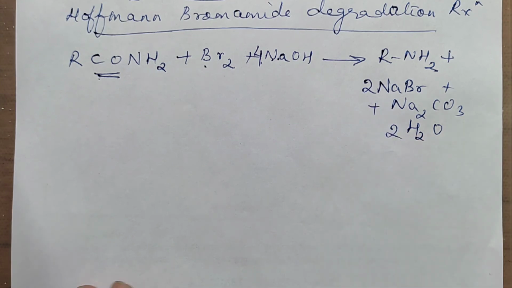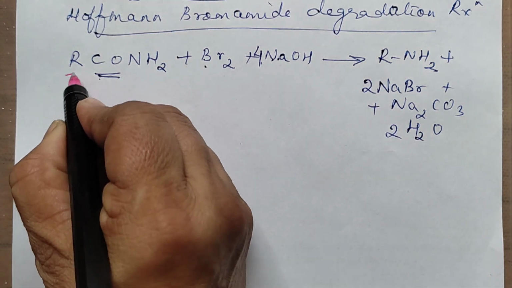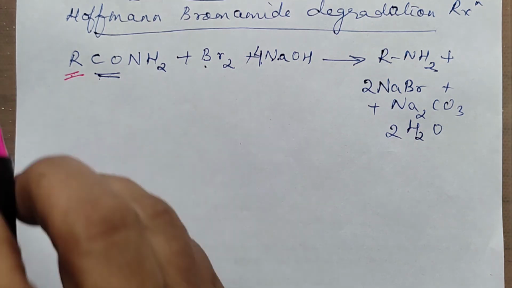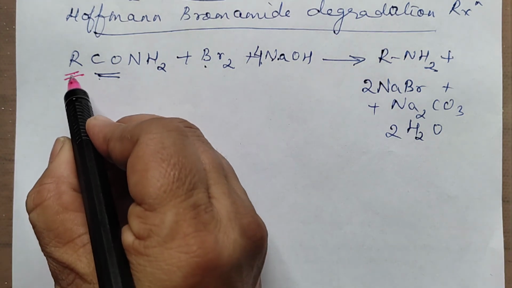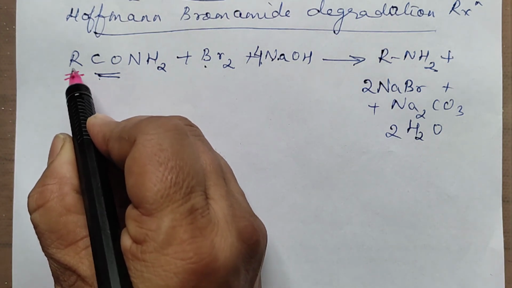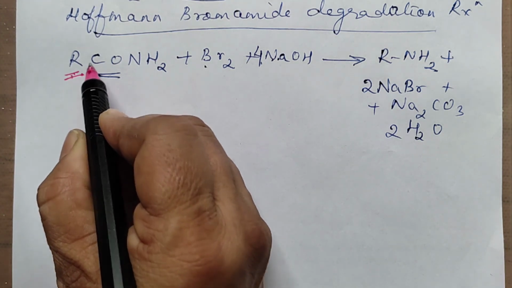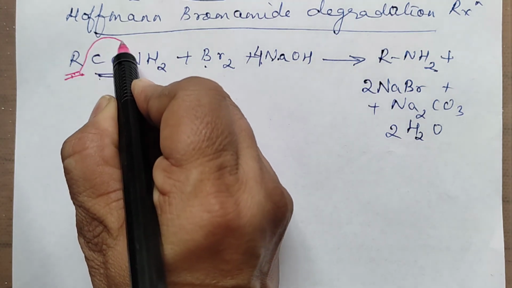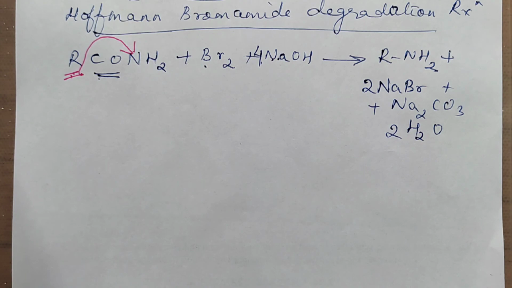Basically what happens in this reaction is there is a migration of the alkyl group. Instead of alkyl group, you can use aryl group also. I will write down and show it to you. There is a migration of the alkyl or the aryl group from the carbonyl carbon. From here it will go and get attached to nitrogen, because this part gets eliminated in the carbonate salt.